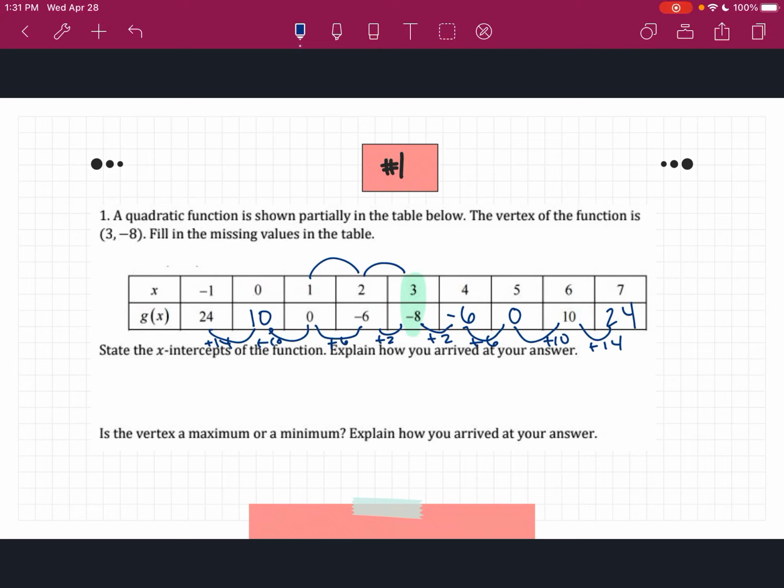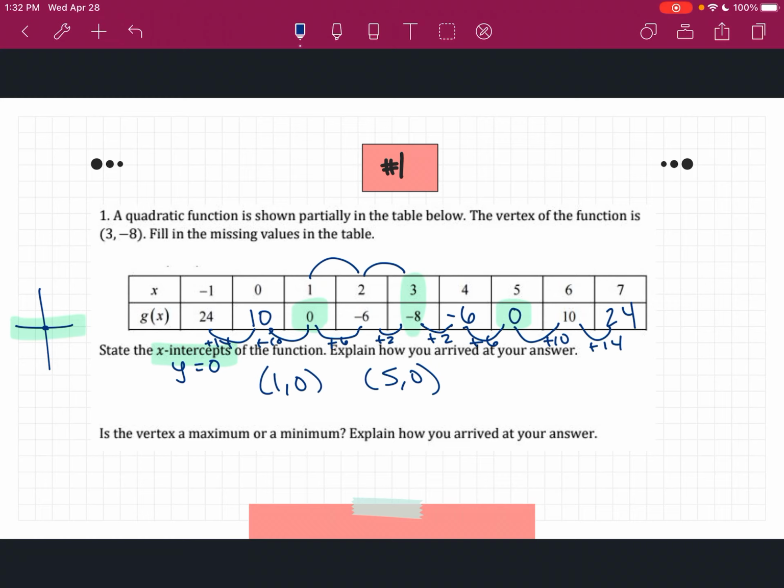State the x-intercepts of the function. Explain how you arrived at your answer. Remember that x-intercepts are where your line is crossing the x-axis. So that's always where y equals 0. If we look at our graph, we're trying to see where the output is 0, and those points would be here and here. So those two coordinate points would be (1, 0) and (5, 0).